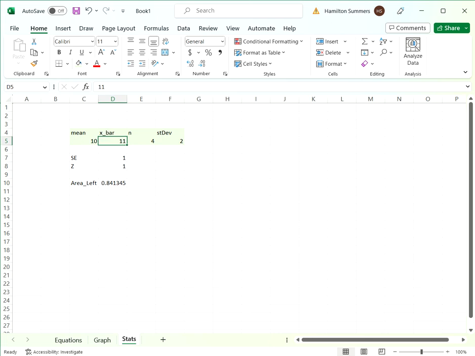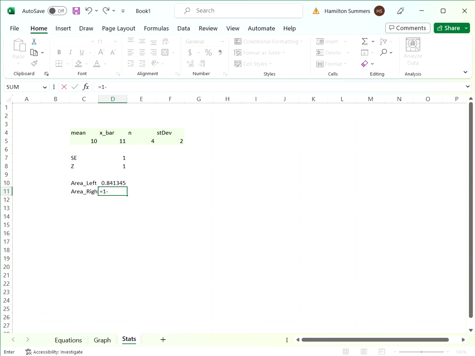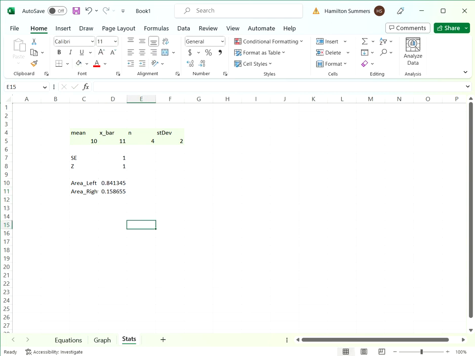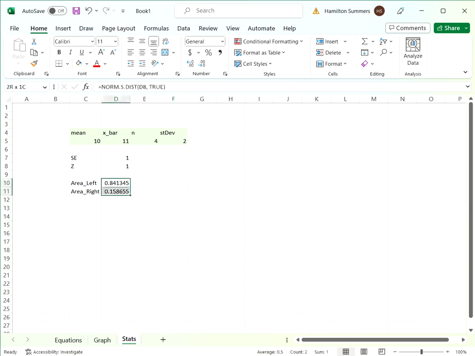So I can't draw out a normal distribution curve for you, but this would be if we had the mean in the center right here. We want to know what's the probability of having a value to the left of 11, which is over here off to the right. This 84% would be the area to the left of that 11 with the mean of 10 in the center. And we can get the area to the right very easily by doing 1 minus the area to the left.